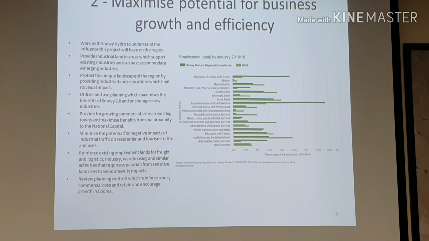Compared to the state average, we're obviously quite high in terms of agriculture, forestry and fishing, and accommodation and food services. So we're just looking at ways that we can maximise that growth through our land use planning controls into the future, and there are some council priorities on the side there which are outlined in the document.